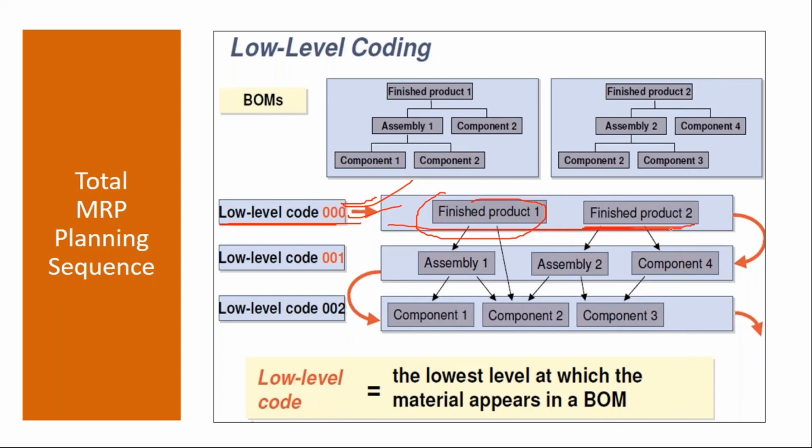Once all the finished products are planned, it will start planning the materials with low level code 001. Once the MRP of these materials is completed, then it will go to the next materials with low level code 002. Like this, the sequence will go on. We already discussed what this low level code is and where it is stored, in our bill of material classes. So when you run MRP at plant level, this is the sequence in which MRP plans the materials until all the levels are planned. That is in the total MRP.